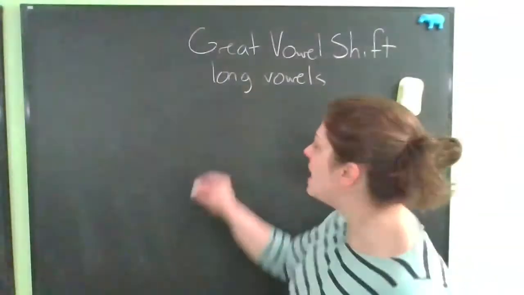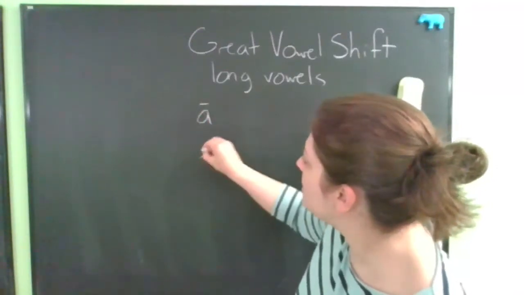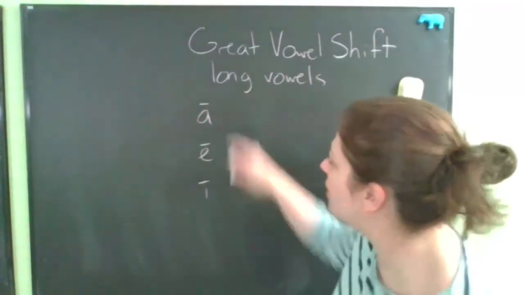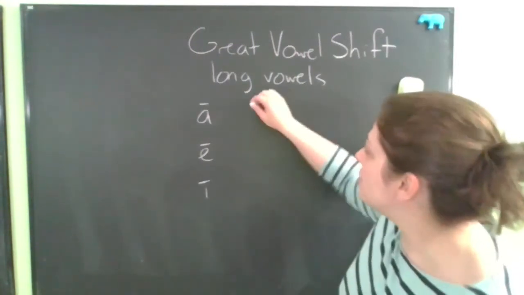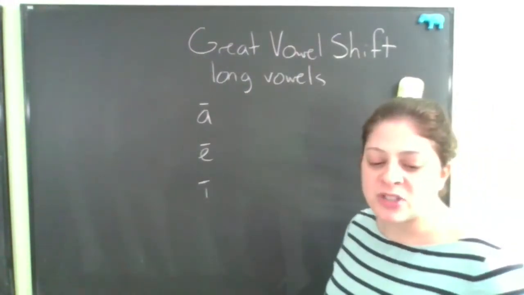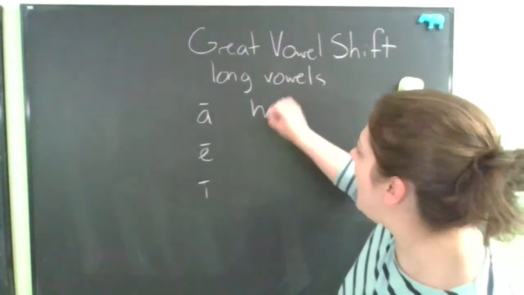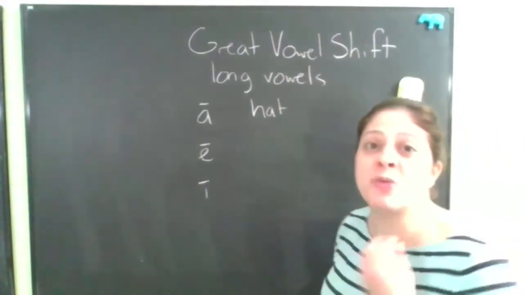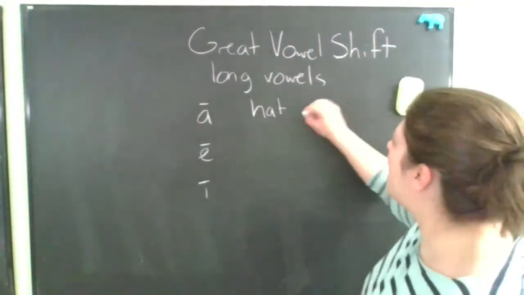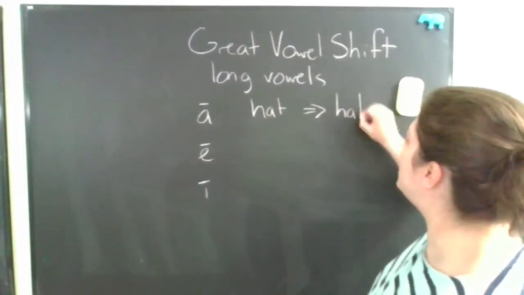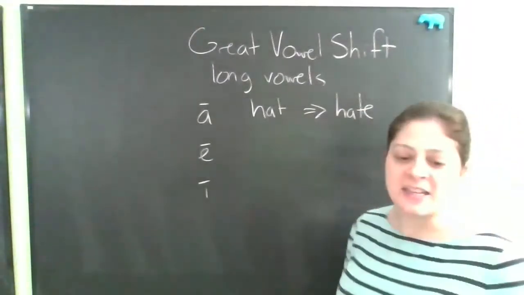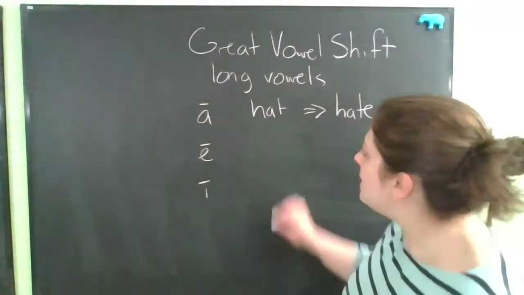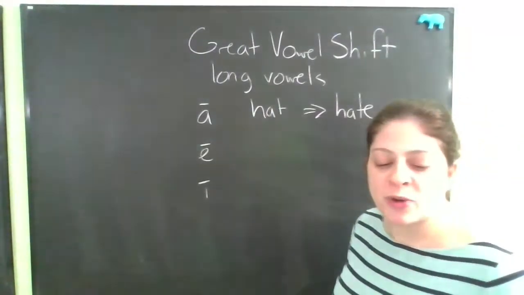We'll look at A, E, and I. All right, so I'm going to put the long marks over them to indicate long A, long E, and long I. So in Middle English, long A was pronounced like a, as in hat, right? Really what would be a short A for us today. And then in the modern English period, it finally gets that A sound that we associate with long A in English, as in hate.